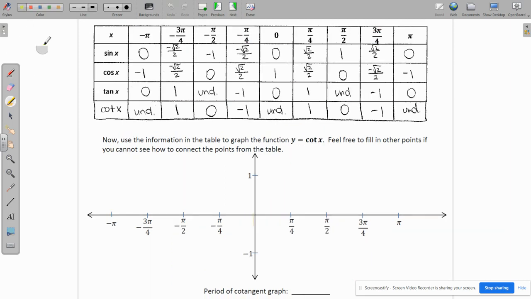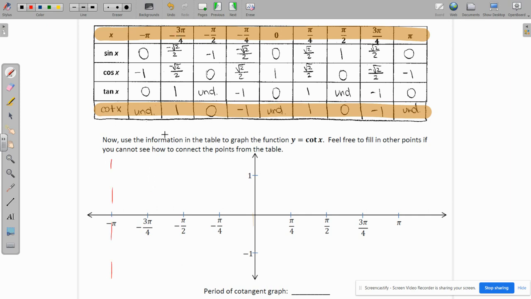So in this part, we are going to focus on cotangent. If these are our angles, then our cotangent is down here. So we can plot all of our points. The cotangent of negative pi is undefined, which means the vertical asymptote will be here.